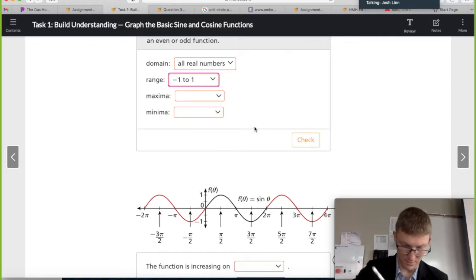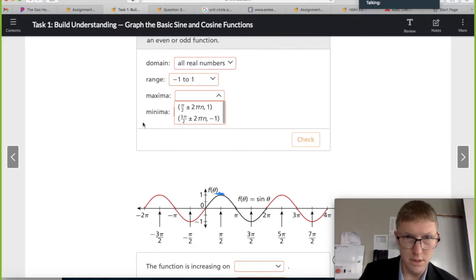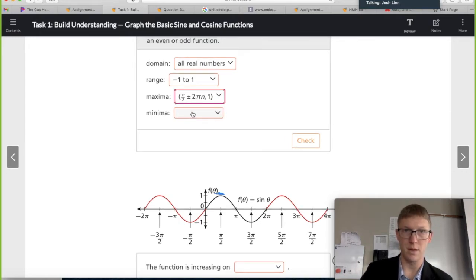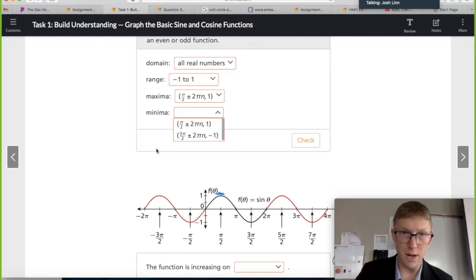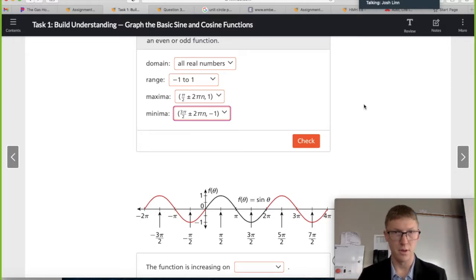Our maxima, so the highest that it gets, is this number right there. That's going to be, let's see here, pi over 2 plus or minus 2 pi n, with value 1. And then our minimum, what was that, 3 pi over 2. So notice how they're saying plus or minus 2 pi n. That n is any integer that you want to put in there, like 1, 2, 3, 4, 5, 6, 7, 8, 9, 10. So that's just showing that it's going back and forth over and over again.